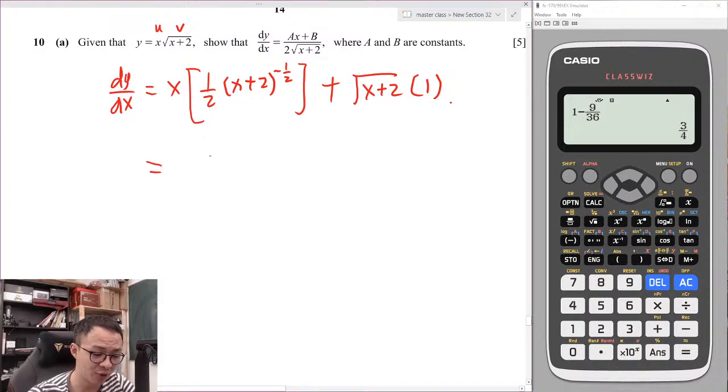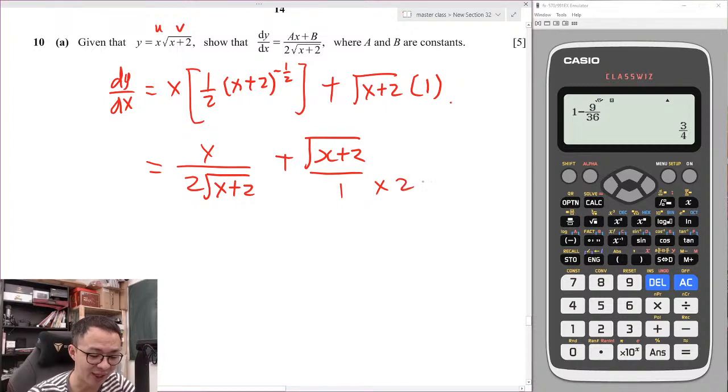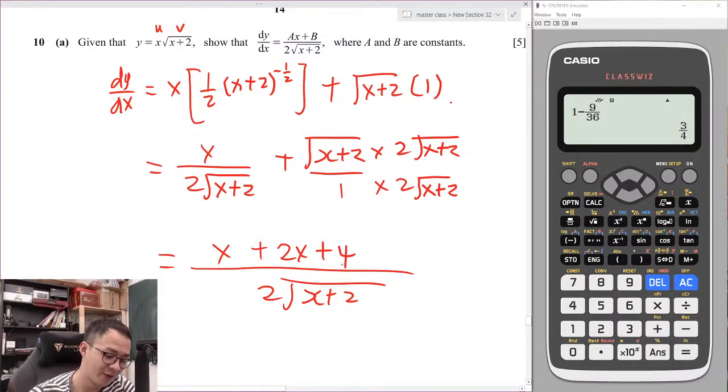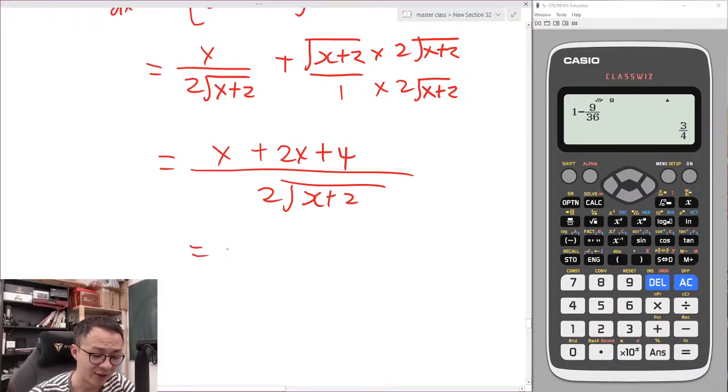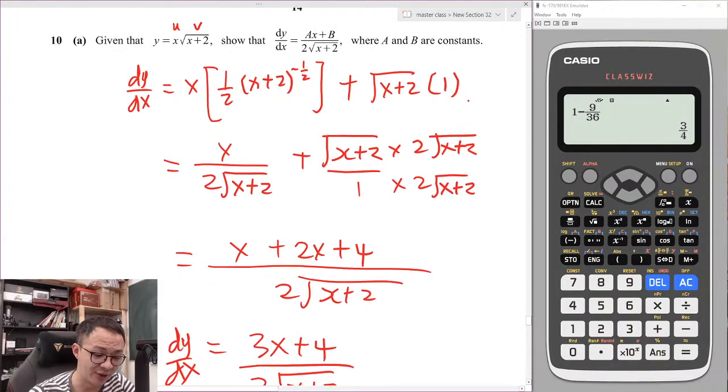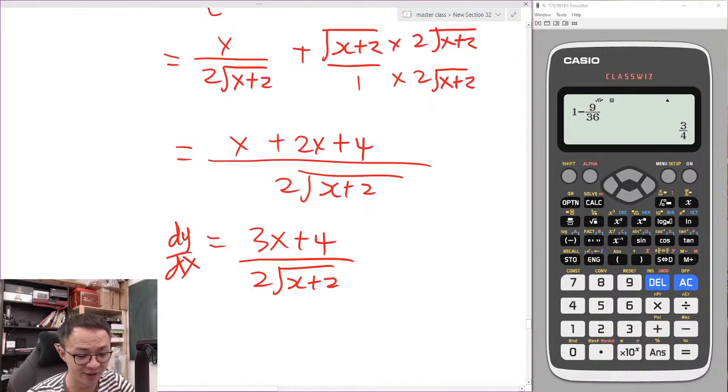So which is x over 2 square root x plus 2, plus square root x plus 2 over 1. Make them the same denominator, times 2 square root x plus 2 over 2 square root x plus 2. Now they have the same denominator, 2 square root x plus 2. So the top will be x plus 2x plus 4. Okay, you just solve it slowly. You should get 3x plus 4 over 2 square root x plus 2. This is my dy dx. Okay, so they want it in this pattern, and my equation is exactly in this pattern already, so I can solve it easily.